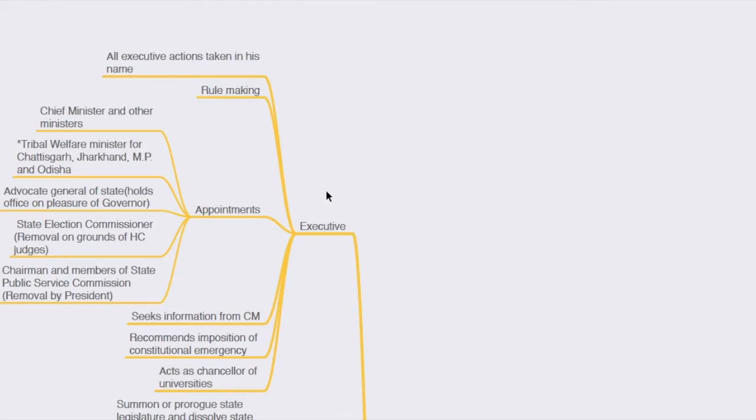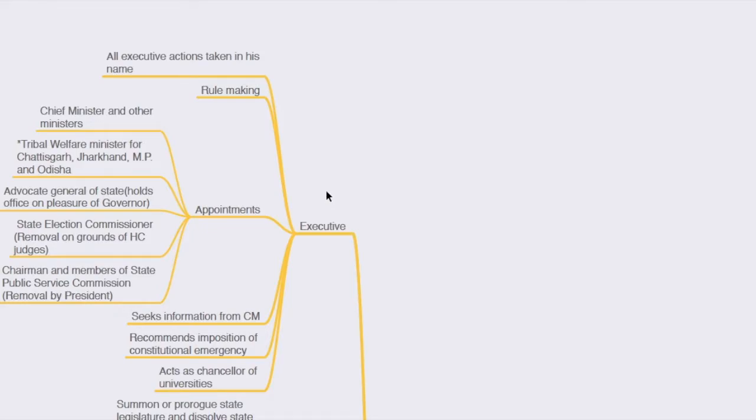He has the power of rule making also. He makes various appointments. He appoints the chief minister and other ministers, and in certain states such as Chhattisgarh, Jharkhand, MP and Orissa, he appoints the tribal welfare minister. He also appoints the advocate general of the state. Now here it is important to note that advocate general holds the office at the pleasure of governor.